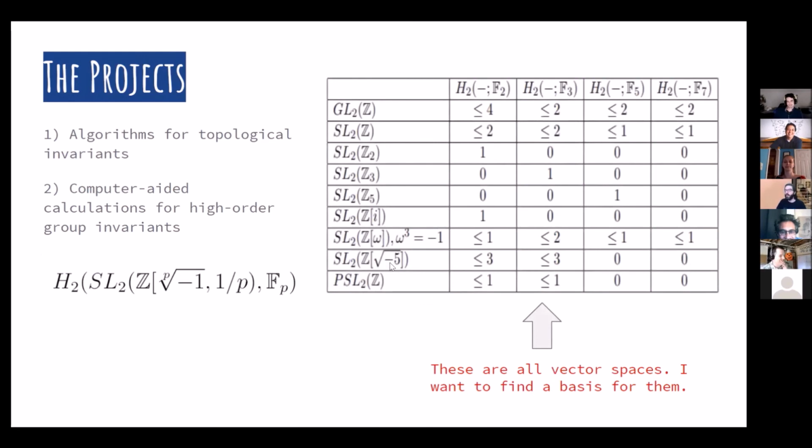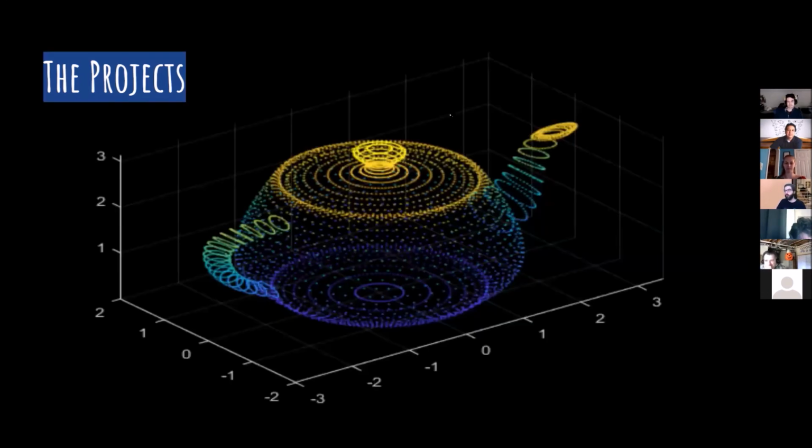This table is something that I've done before. All of these things are vector spaces, right? And I have an upper bound on their dimension, but I want a basis for them, and I don't have that yet. And that's something that someone could help me calculate. This would all be new.